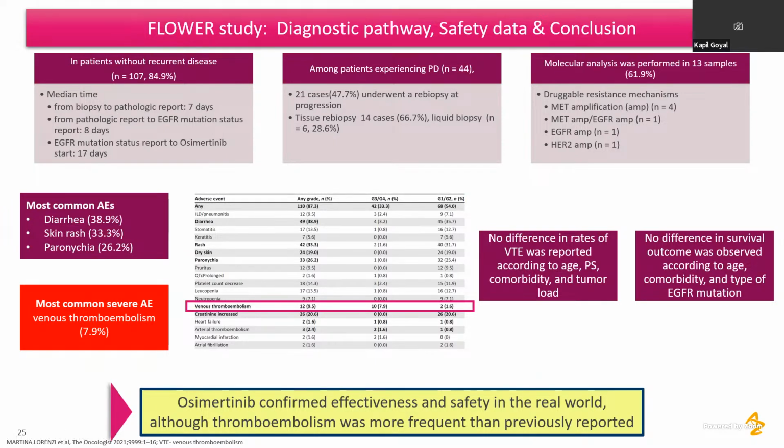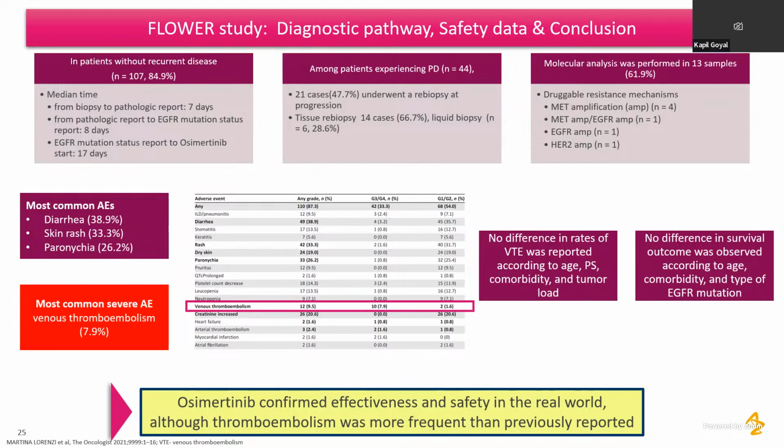The median time from biopsy to pathological report was 7 days, which we are almost able to achieve in our routine day-to-day practice. From pathological report to EGFR mutation status was 8 days. And from the EGFR mutation status report to osimertinib start was 17 days. This delay was a little higher than expected.